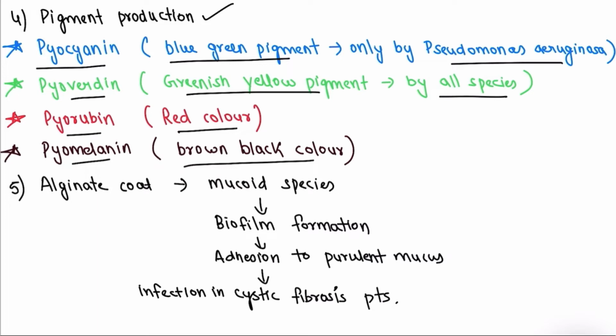The fifth subtopic of virulence factor is the alginate coat. The mucoid species of Pseudomonas produces an alginate coat around the bacteria, so this leads to the formation of biofilm. The biofilm formation helps in the adhesion to purulent mucus, and this leads to infection in cystic fibrosis patients. So we can see that in patients of cystic fibrosis, Pseudomonas infection is very common because of biofilm formation.